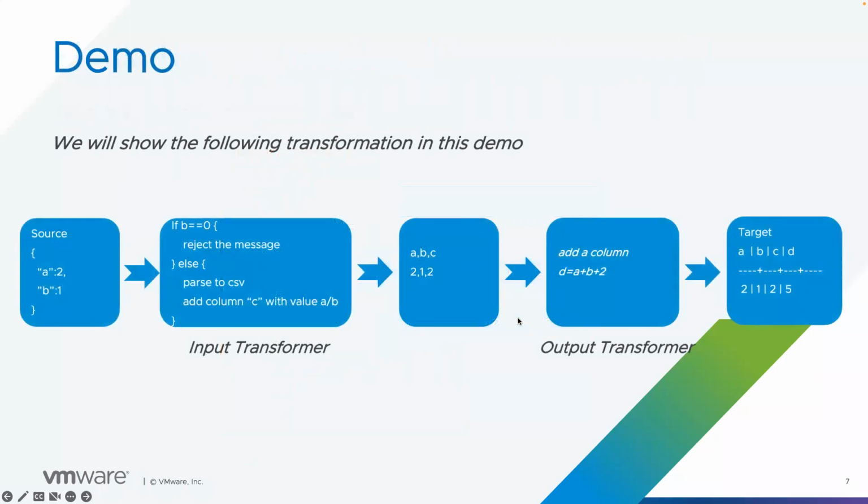And here is a simple demo video. In this demo, we will show the following transformation. The source message is a simple JSON with keys A and B. And the input transformer will try to parse the JSON to CSV format and add a new column C with value A divided by B. If B equals 0, the transformer will drop the message. And the output transformer will add a new column D with value A plus B plus 2. Okay, now let's see the video.